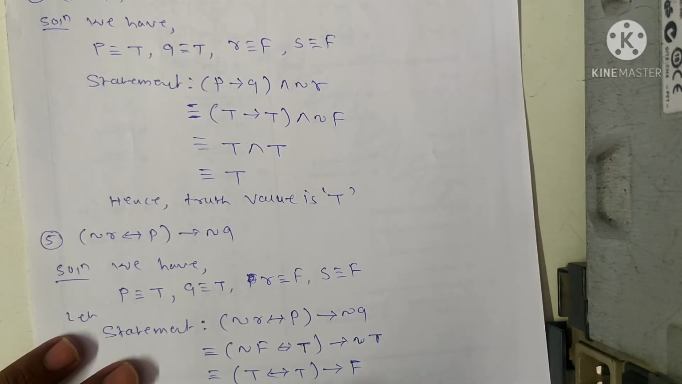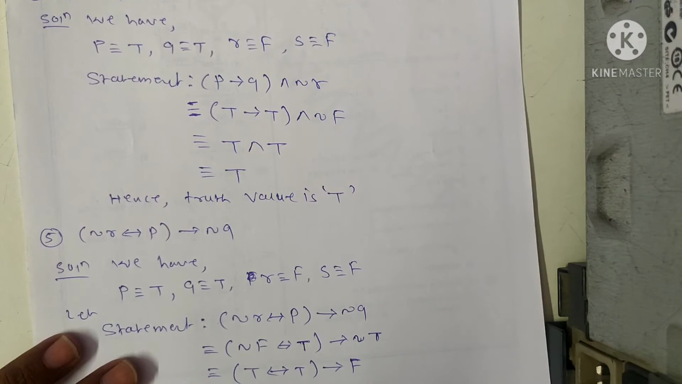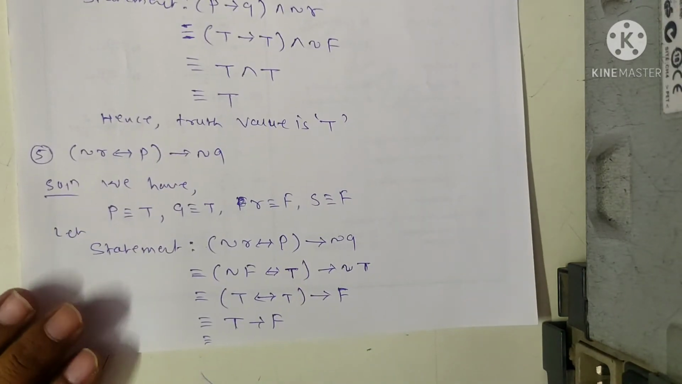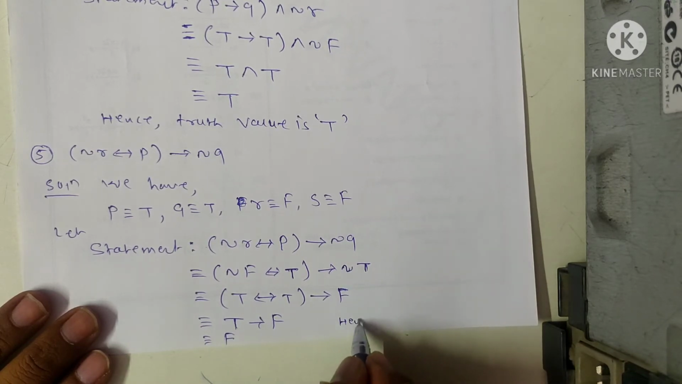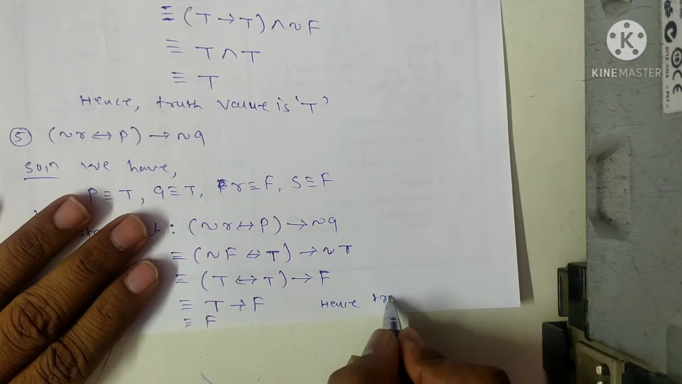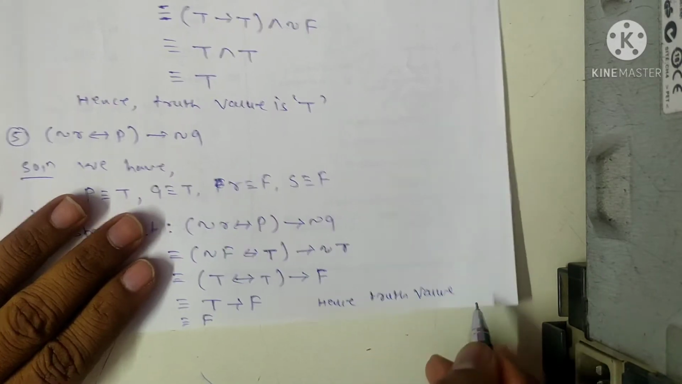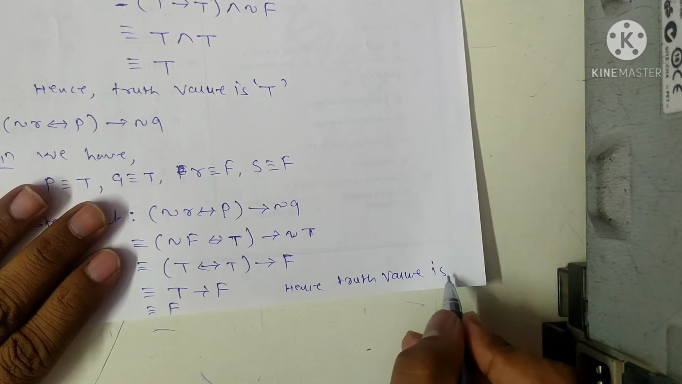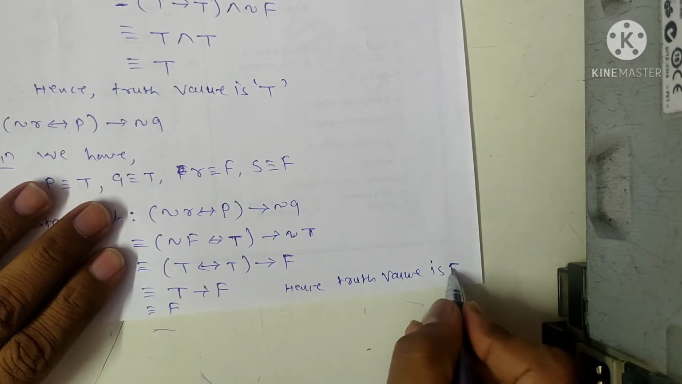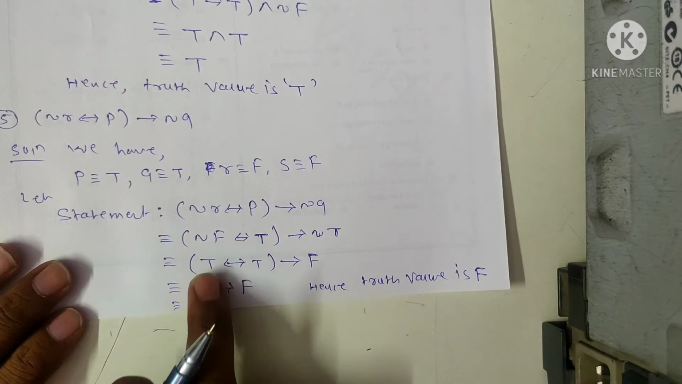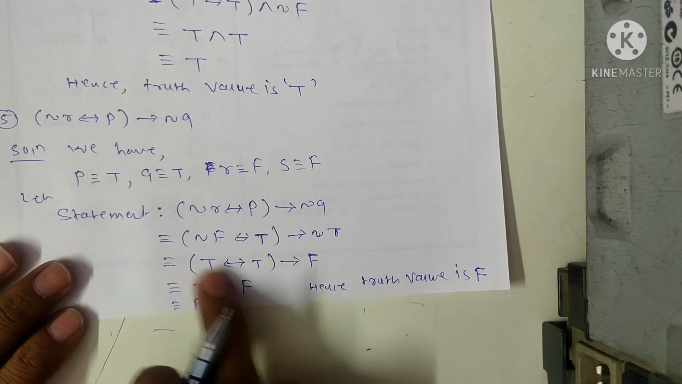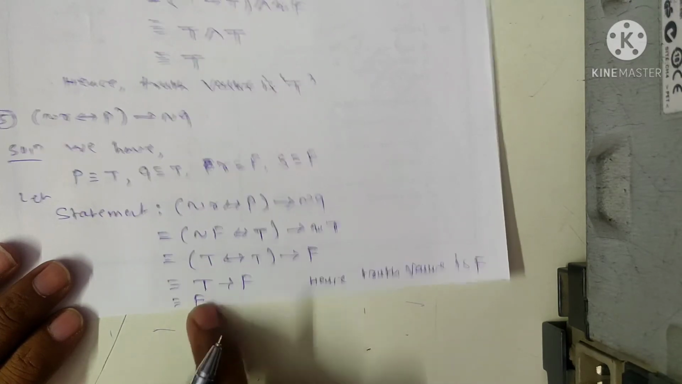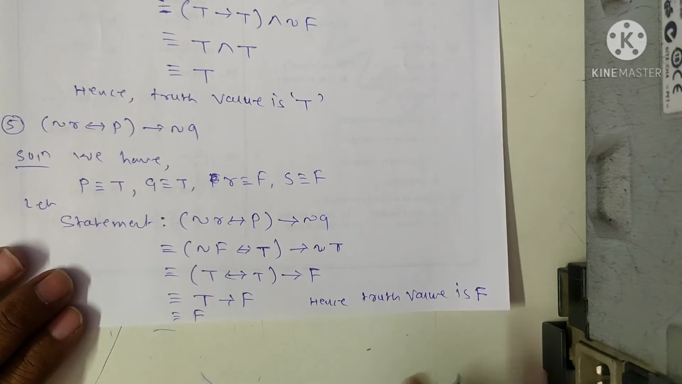Now T then F is F. We can write F here. Hence truth value is F, because T then F is F. Here negation F is T, T as it is, negation T is F. T if and only if T is T. This is the logic of if and only if, then F. T then F is again F. Hence, truth value is F.